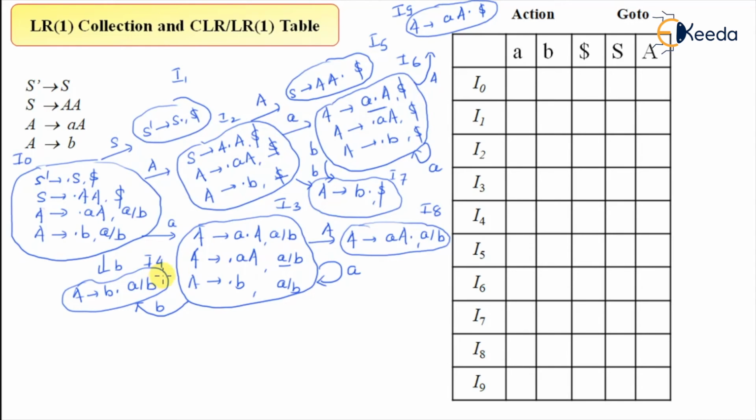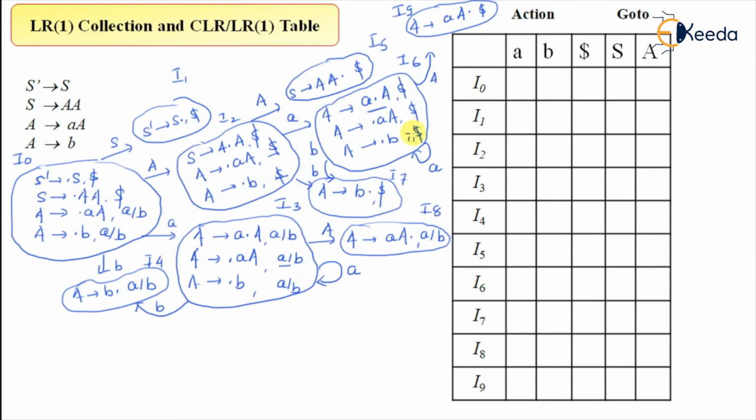Previously it was I3, now there are two cases of follow set: one is followed by A or B, another is followed by dollar. Why are there two cases? Because there are two occurrences of capital A. When the dot is in front of the first A, it is followed by A or B, and when the dot comes to the second A, it is followed by dollar. That is the core idea of this CLR1.